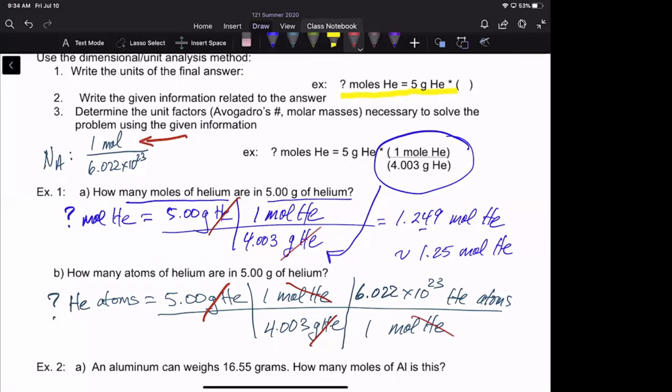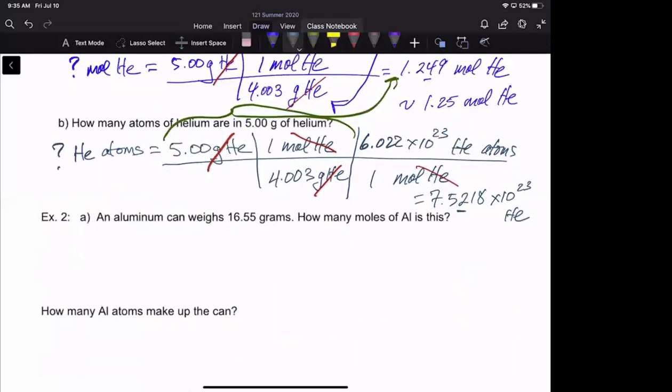Now, if I wanted to substitute this section of the calculation with the value above, I would use the unrounded value. We need to keep an extra digit there. Then multiply that by 6.022 E23, and I get 7.5218 times 10 to the 23rd helium atoms. Good to 3 significant figures, so that would round to 7.52 times 10 to the 23rd. Let's do another example.